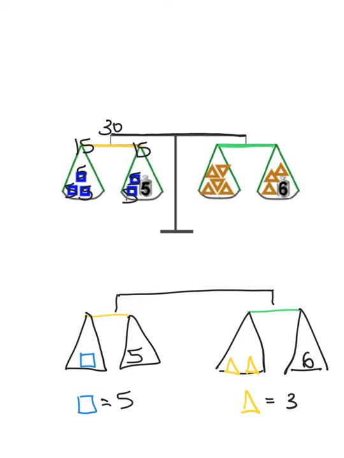With my green balance, I know each triangle is 3. That gives me a total of 15. And on the right side, each triangle is 3, which also gives me a total of 15. Together, that's a value of 30. So for my big balance, my left side is 30 and my right side is 30. That means in total, my balance has a mass of 60.